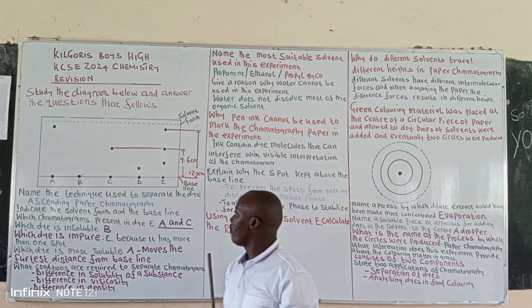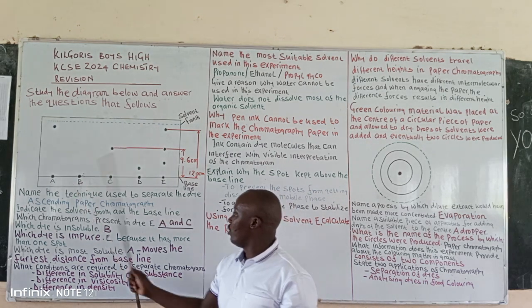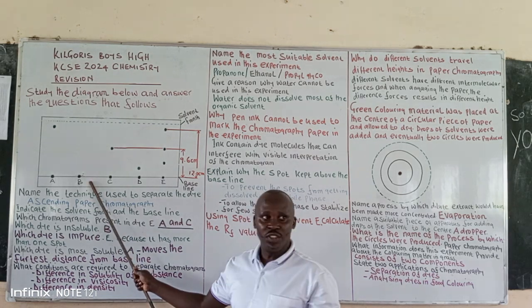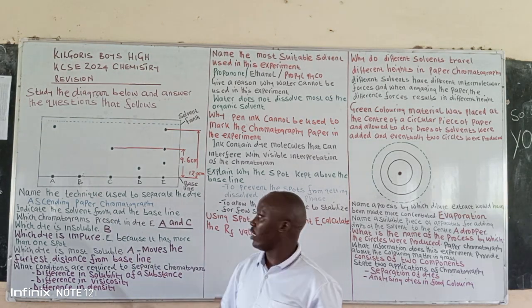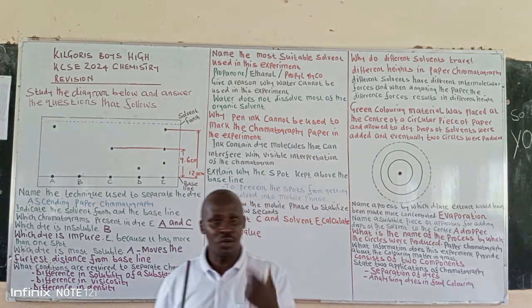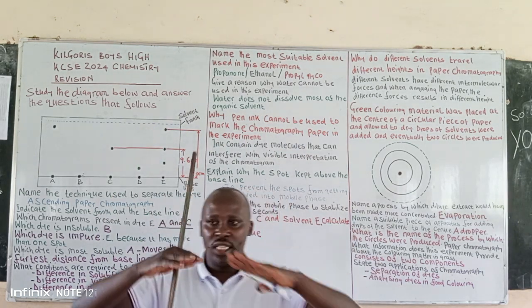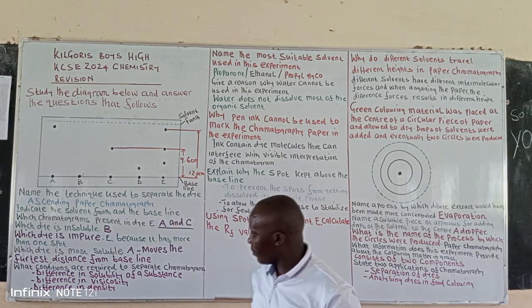In that case, you can look at the dye P. Dye P moves zero distance from the baseline. So once it moves zero distance from the baseline, it means that one is an insoluble dye, or it is the most sticky dye.